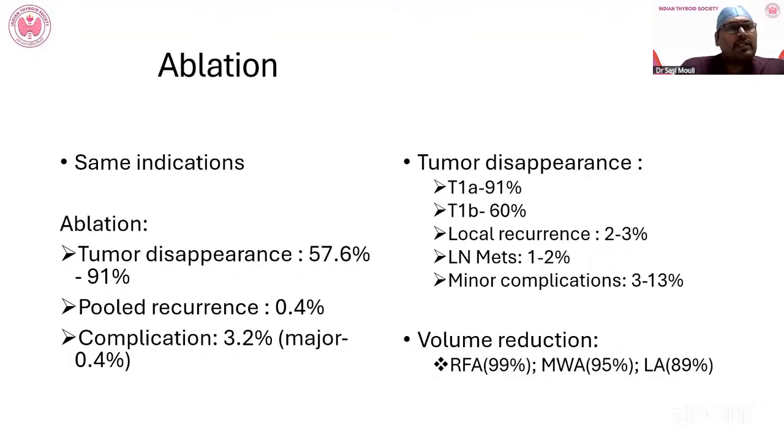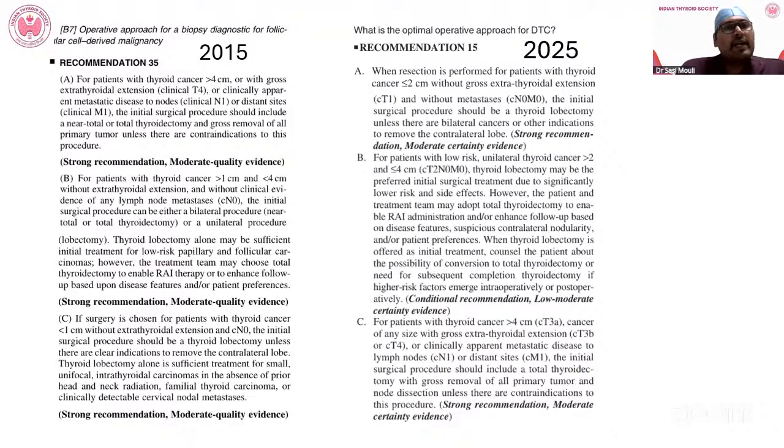Now, if we see this, this is the 2015 and 2025 guidelines regarding the surgery. So we see that it's 1 to 4 centimeters. Less than 1 centimeter, active surveillance was also prescribed in 2015 in certain cases. Now it has come up with full evidence. 1 to 4 centimeters was the one which was in this area of lobectomy. Now it has become 2 to 4 centimeters, that is T2 lesions.